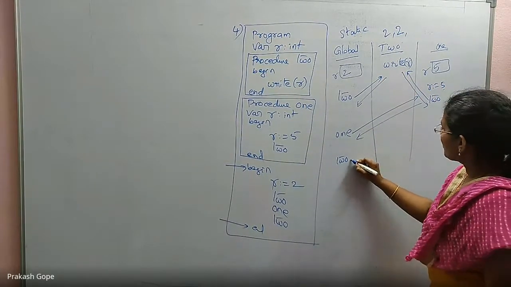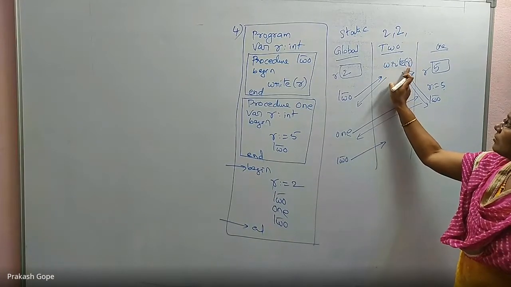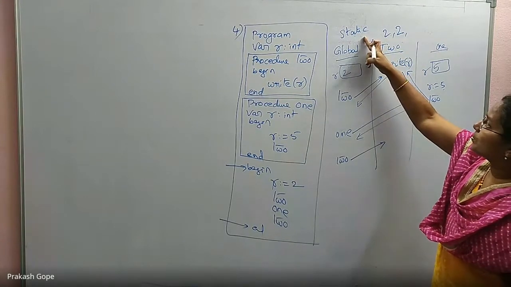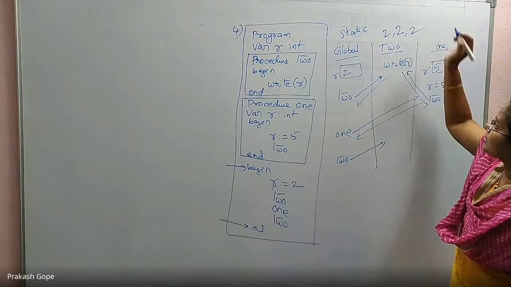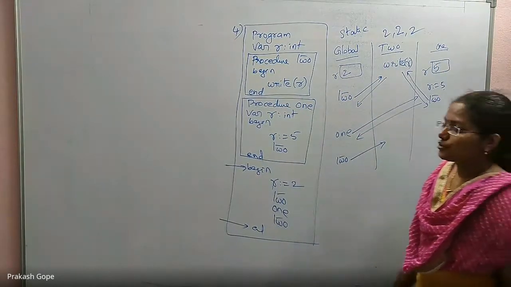Now there is one more call, procedure 2. There is only one line, write R. Again R. There is no locally declared R. Static scope says outer block's R. Outer block for this is global R. So global R is still 2. So for static scope the answer is 2, 2, 2.